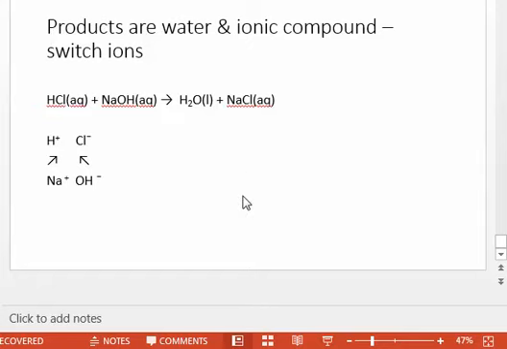Our equation reads capital H, capital C, lowercase l, aq, plus capital N, lowercase a, OH, aq, arrow or forms capital H subscript 2, capital O, phase of liquid, plus capital N, lowercase a, capital C, lowercase l, phase of aq. Any compound with sodium will be aq, and you could use your solubility chart to test that, or to check it, rather.